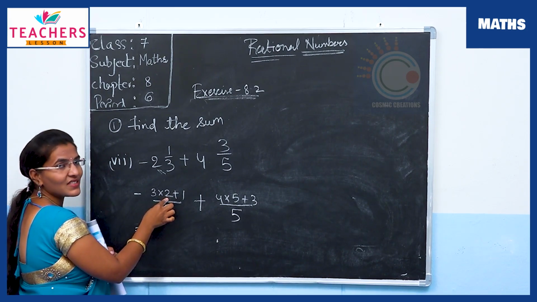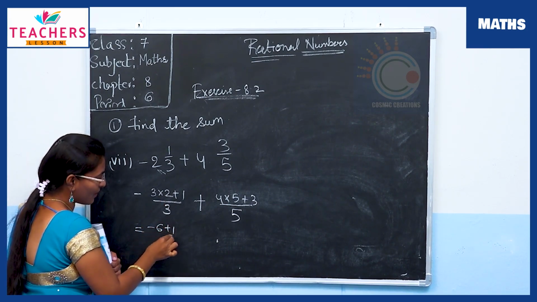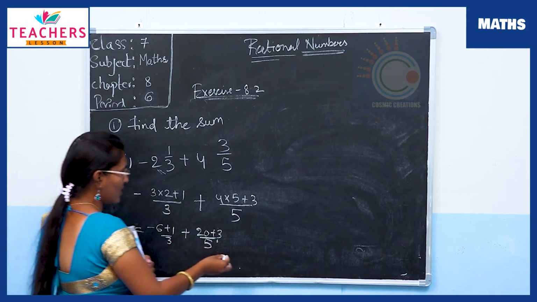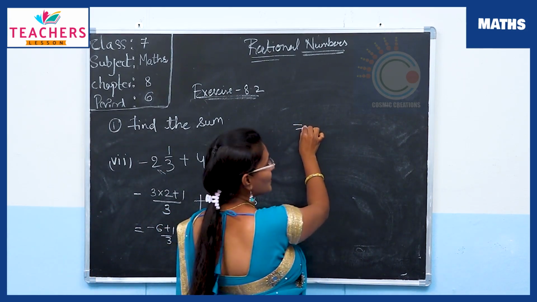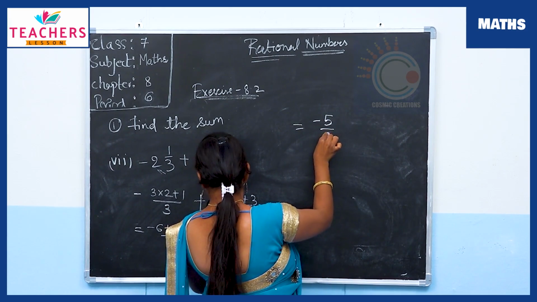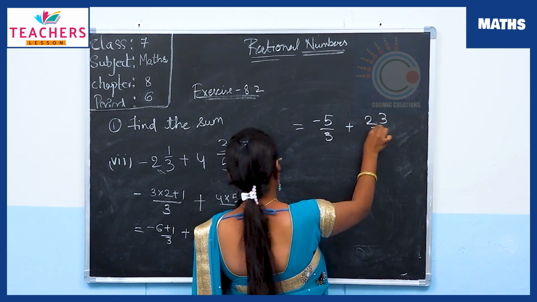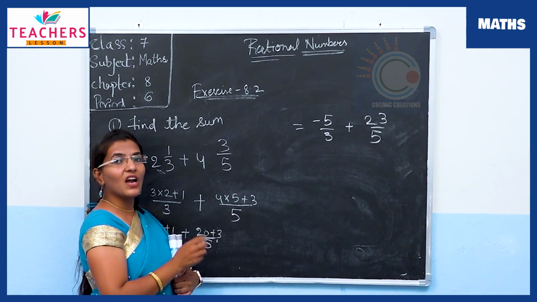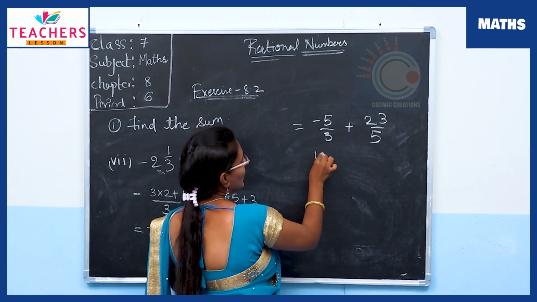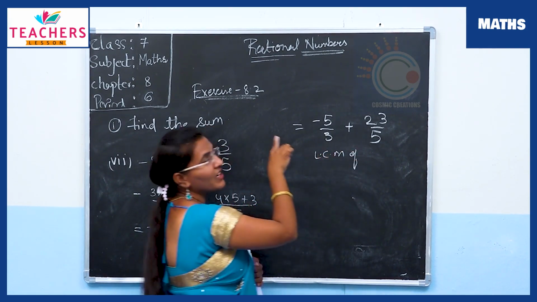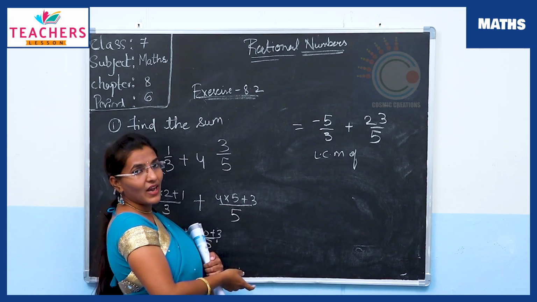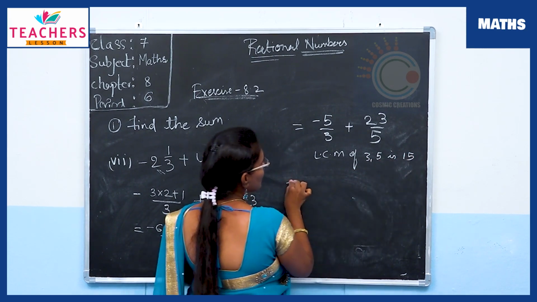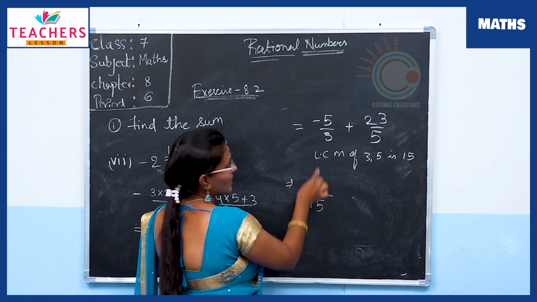So, now how do you do? Minus 3 into 2 is 6. Minus 6 plus 1 by 3, plus 4 5s are 20 plus 3 by 5. Minus 6 plus 1 is minus 5 by 3, plus 20 plus 3 is 23 by 5. Now both the denominators are not the same again. So, what do you have to do? Yes, take the LCM now. After converting into the proper fraction, you have to take the LCM. LCM of 3 and 5 is 15, right? 3 5s are 15.